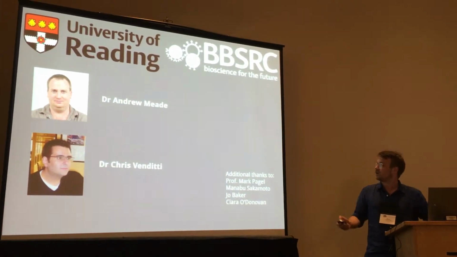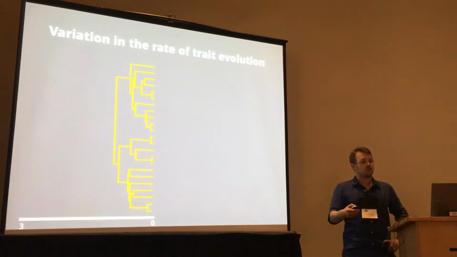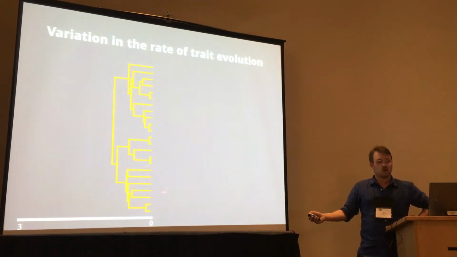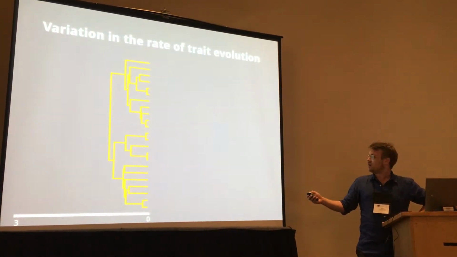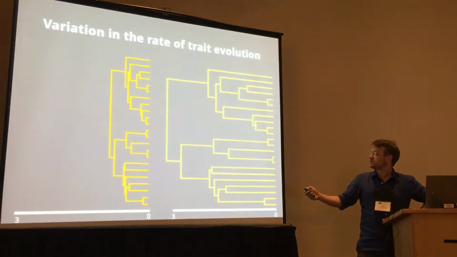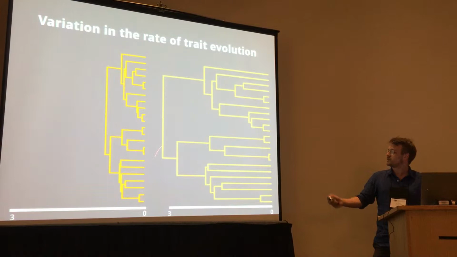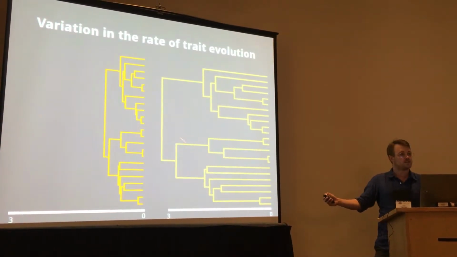So we know that there can be variation in the rate of evolution of a trait. If this is a time tree, it might have a particular rate parameter, but that might have increased. But an interesting way to look at that is, rather than increasing the rate parameter, you can increase the length of the tree. So these colour codes are going to be consistent throughout this talk.